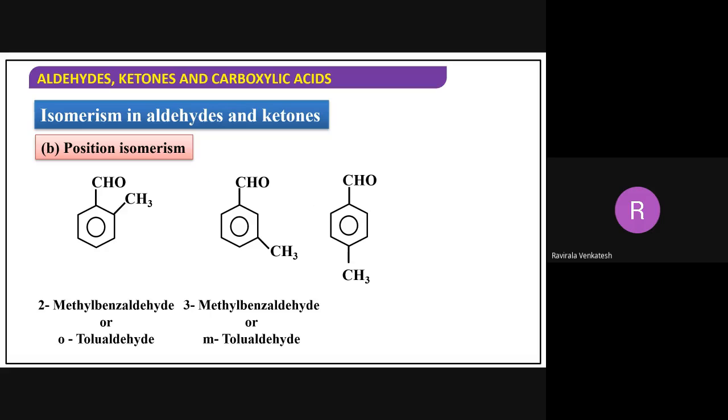Yes, you're observing its position of this one. If you observe 1, 2, next what happened? 1, 3. Next what happened? 1, 4. Right? So this is what happened. They can be taken as positional isomers. So ortho, para, meta are what? Positional isomers we can take actually.